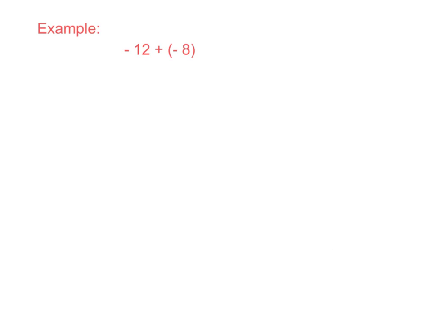So let's look at an example. Let's say we're adding minus 12 plus minus 8. They both have the same sign, so the absolute value of each is 12 and 8. We add the absolute values, we get 20, and the sum will have the same sign as the two numbers, so our answer is minus 20.